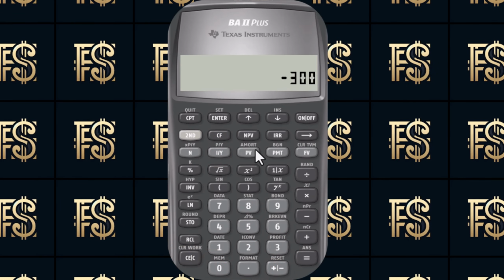We plugged in 5 for IY, negative 300 for PV, 0 for the payment, and a positive 600 for the future value. Again, our cash flows have to have a story. The story is that we're making this deposit today. That's an outflow. When it doubles, that will be an inflow, and we will withdraw that amount from the account. Compute N. It will take approximately, well, in this case, exactly 14.207 years.